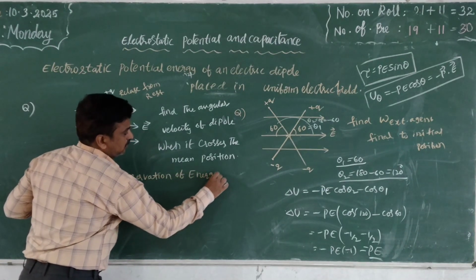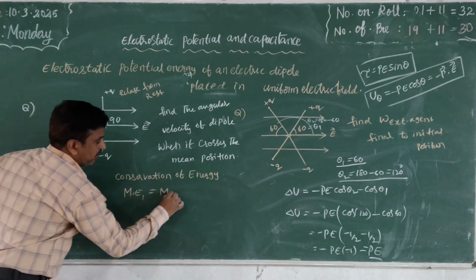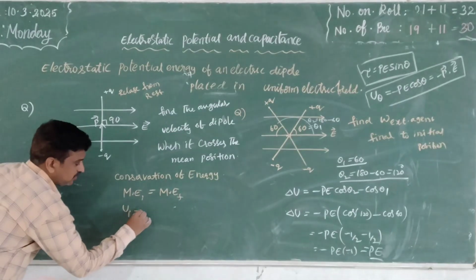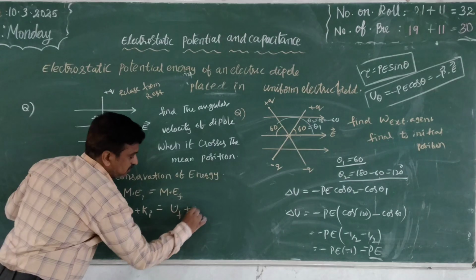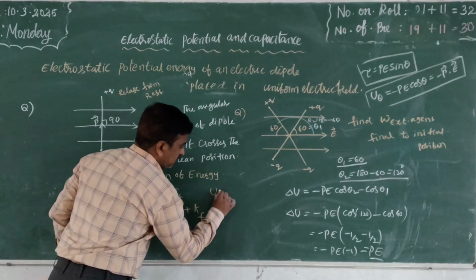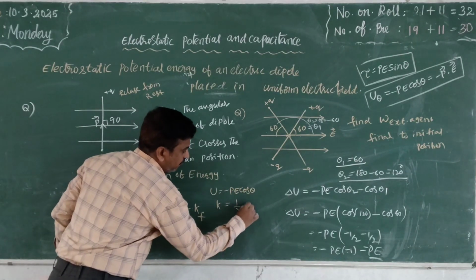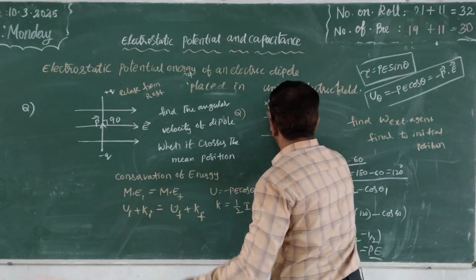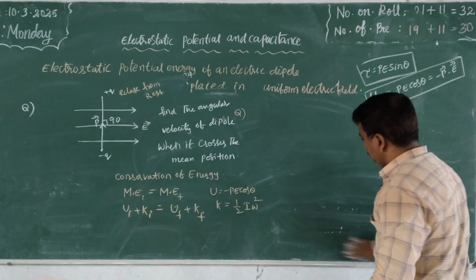Initial mechanical energy is equal to final mechanical energy. So initial potential energy plus initial kinetic energy equals final potential energy plus final kinetic energy. The formula for potential energy is minus pE cos theta. The formula for kinetic energy, when the object is in rotational motion, is half I omega square.